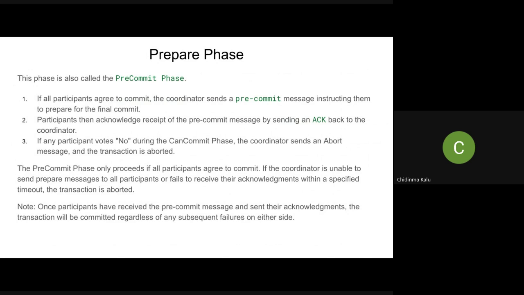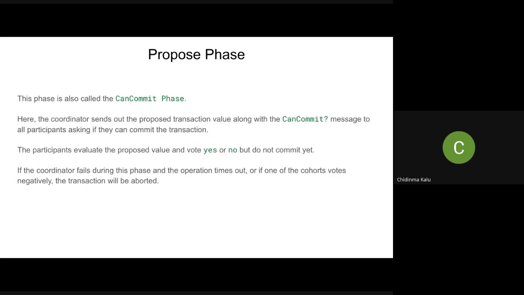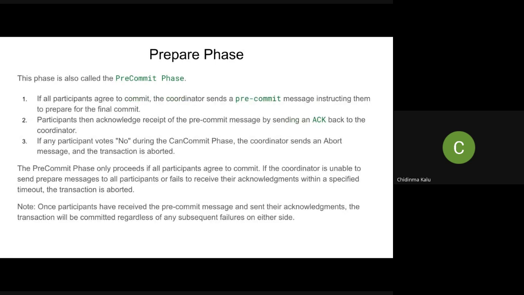I don't know if that makes sense, right? So long as we've gotten to that pre-commit phase, because in the first phase, that's the propose phase. If you say no, then everything ends. However, if we get to this phase, it means that regardless of whether the participants fail or the coordinator fails, we are still going to commit the transaction, right? So this is where 3PC shines over 2PC, right?